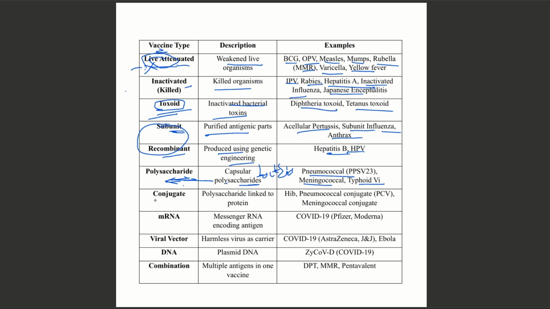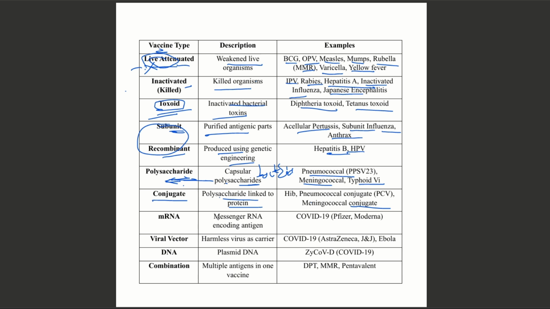Next is conjugate vaccines. Conjugate vaccines are formed by linking polysaccharide antigens to a protein carrier. Examples are Hib vaccine, pneumococcal conjugate vaccine PCV, and meningococcal conjugate. They are effective in infants and produce long-term immune memory.